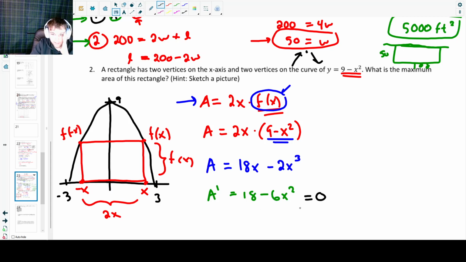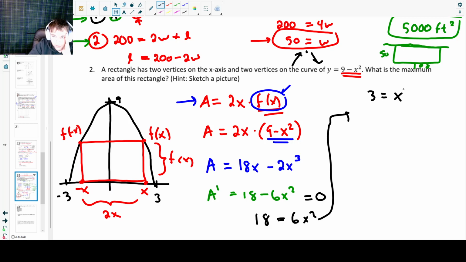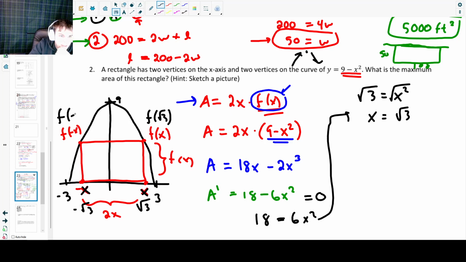Fortunately, this one's actually pretty easy, right? Add 6x squared to both sides. We get 18 equals 6x squared. Divide by 6. That is 3 equals x squared. So we can take the square root of both sides. That means that x is going to be equal to the square root of 3, or negative square root of 3, whatever, right? So now we know the location of these points. These are at square root of 3 and negative square root of 3, and these points are at f of the square root of 3 and f of negative square root of 3, right?